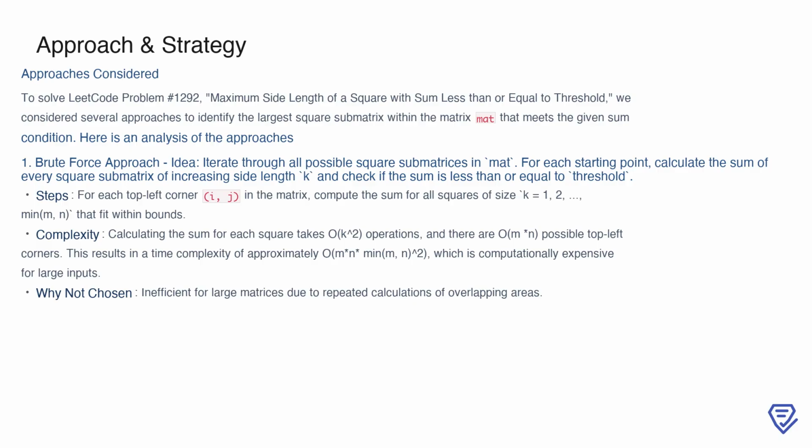However, this approach is computationally expensive. Calculating the sum for each square involves iterating over all its elements, which takes k squared time for a square of side length k. Since we would repeat this process for every top left corner in the matrix, the overall complexity grows to m times n times min(m, n) squared. This makes the brute force approach impractical for large matrices due to the repeated calculations of overlapping areas. For this reason, we ruled out the brute force approach early on.